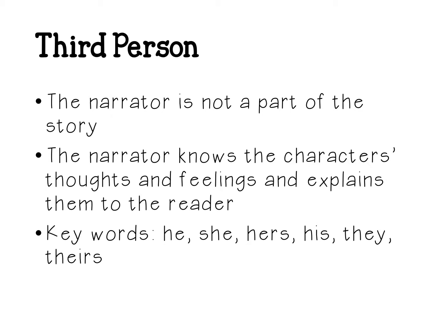The next type of third person point of view is limited third person. In limited third person, the narrator tells what happens to all the characters, but the narrator only knows one character's thoughts and feelings. So we will hear the whole story, but we will only know what one of the characters is thinking and feeling. The last type of third person point of view we'll talk about is objective third person.